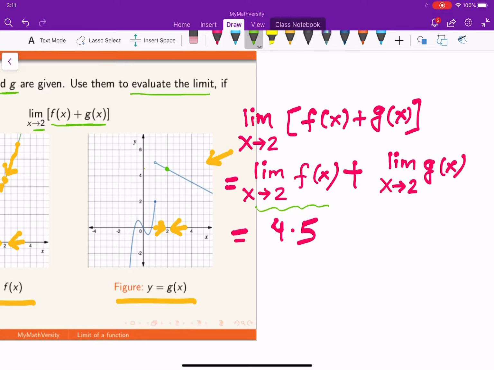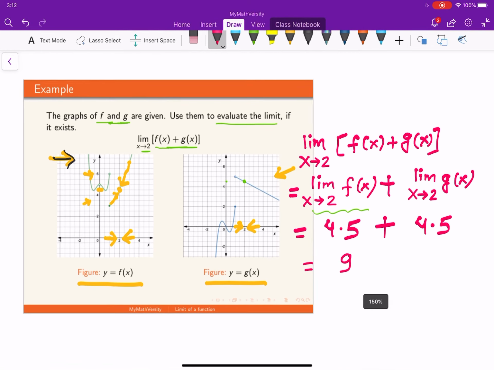What is that one? Oh wow, coincidentally we get 4.5 again. That's nice, but don't always expect the same behavior for both functions, because it depends on their individual behavior. In this case, the y values for both function f and g approach 4.5. That's just a coincidence. Our job now is to add those limits and find the limit of the sum. 4.5 plus 4.5 is 9. So this is the limit of the sum of the functions f and g.